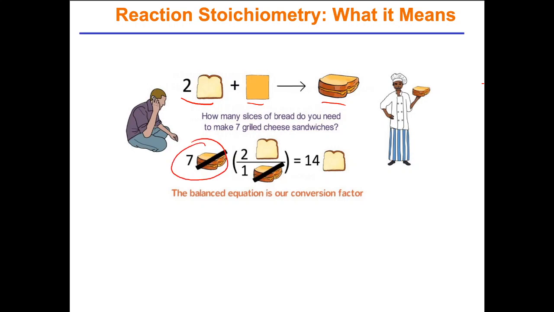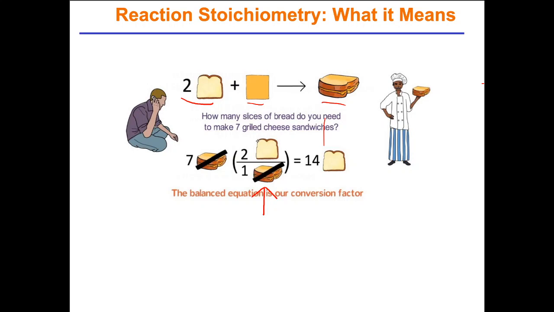I want 7 sandwiches, and then I can set up this ratio, or a conversion factor, in other words. This is what we call the stoichiometric ratio, so we'll get to that. It's a ratio that tells me how much of something I need to produce, or to react with something else. In this case, I need 2 slices of bread, so this is the top part: 2 slices of bread per 1 sandwich.